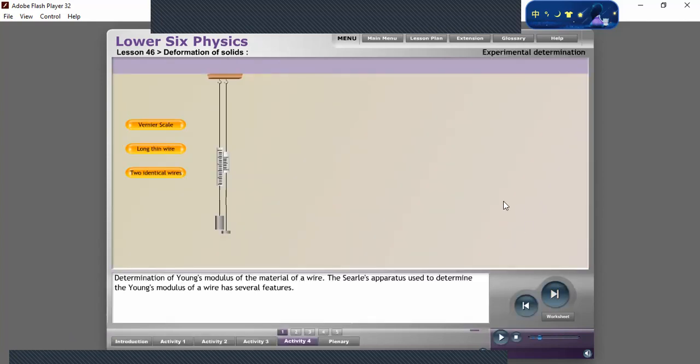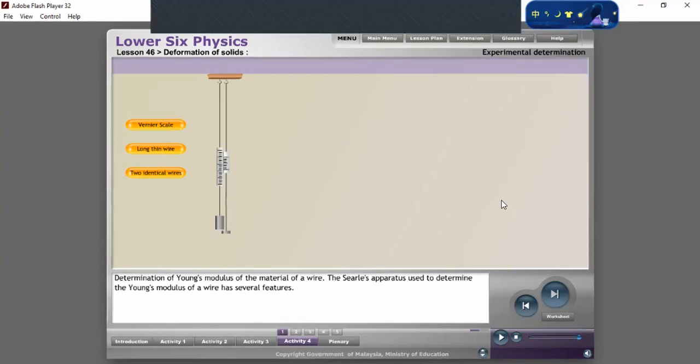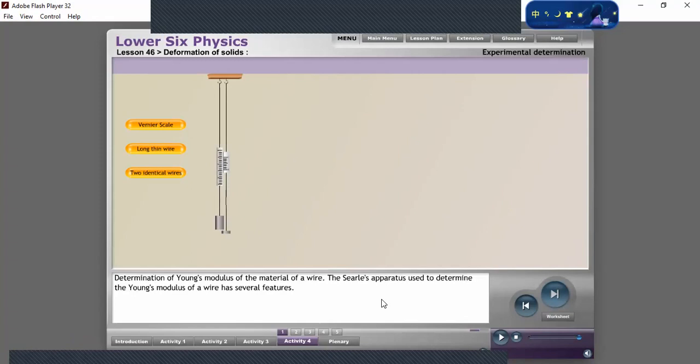Determination of Young's modulus of the material of a wire. The Searle's apparatus used to determine the Young's modulus of a wire has several features. So we use an apparatus that we call the Searle's apparatus. This Searle's apparatus has a unit similar to the vernier caliper. So let's look at how we use it. Give the reason for each of the features shown: vernier scale, long thin wire, two identical wires. Then click on each feature to check your answer.